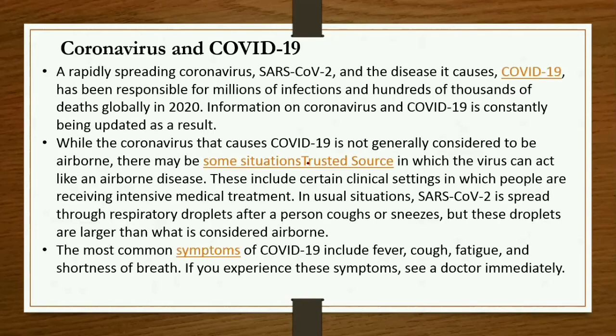Now last is the coronavirus and COVID-19. We have already learned about the coronavirus and COVID-19. This is a rapidly spreading coronavirus, SARS-CoV-2, severe acute respiratory syndrome coronavirus 2, and it causes COVID-19. It is responsible for millions of infections and hundreds of thousands of deaths globally in 2020. Information on coronavirus and COVID-19 is updated as it spreads, usually up to date.